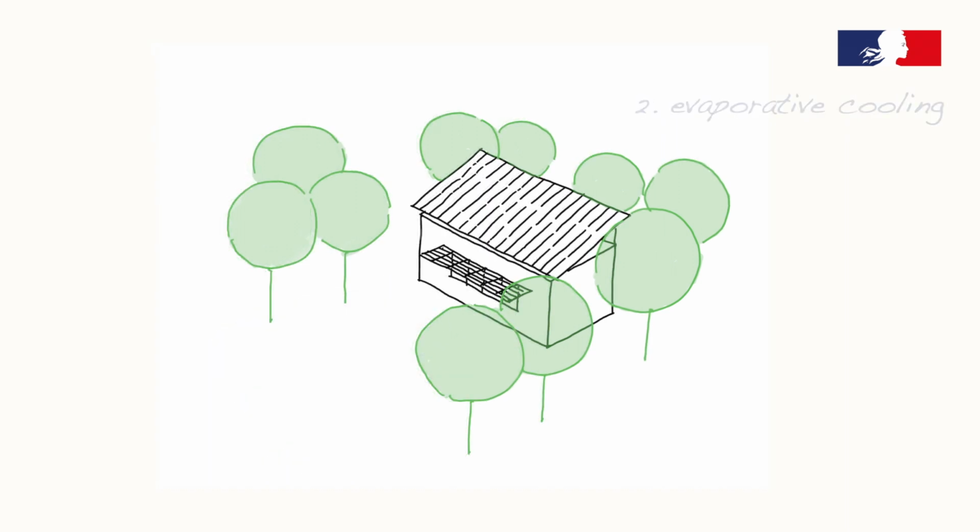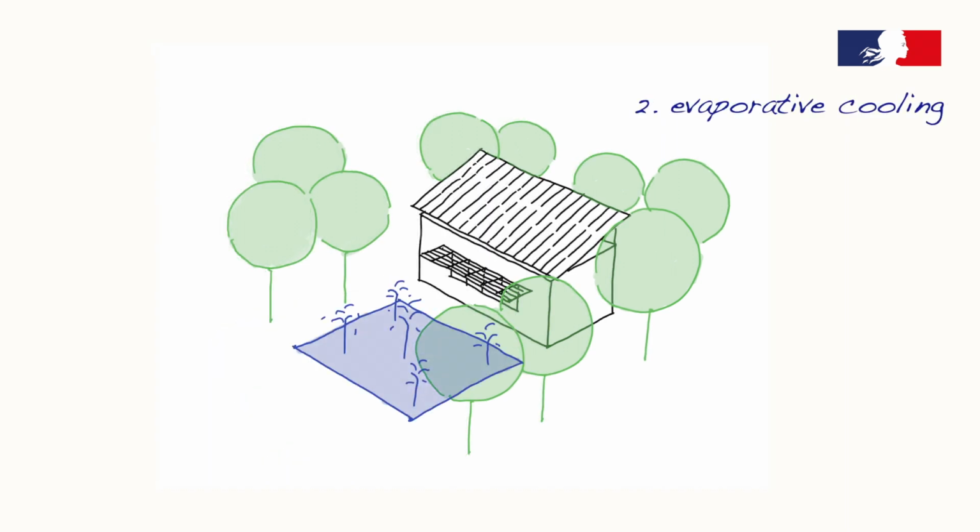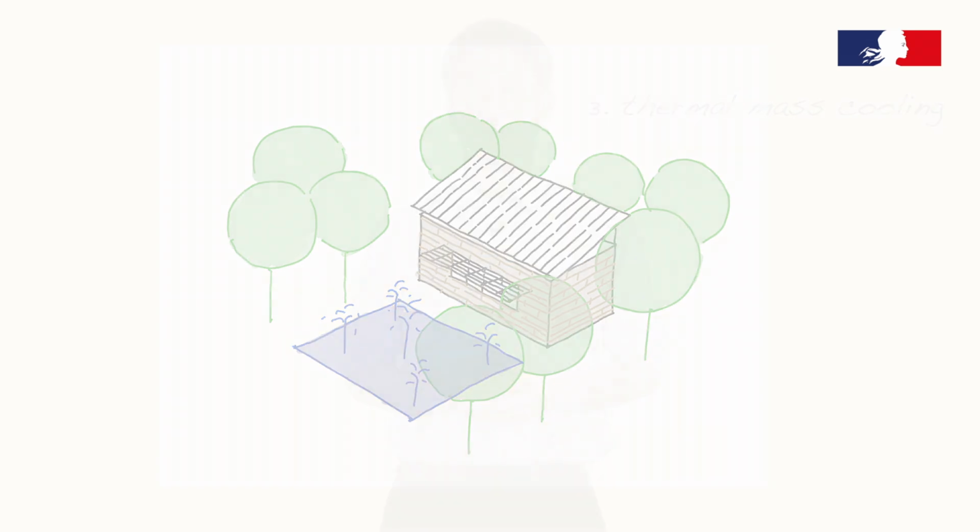In dry areas, we may use some other methods. We can have water elements to cool down the air. This is called evaporative cooling. We can also use heavy mass materials to delay the heat gain. This is called thermal mass cooling. Effective passive cooling methods can significantly help reduce the energy consumption for cooling in a building.